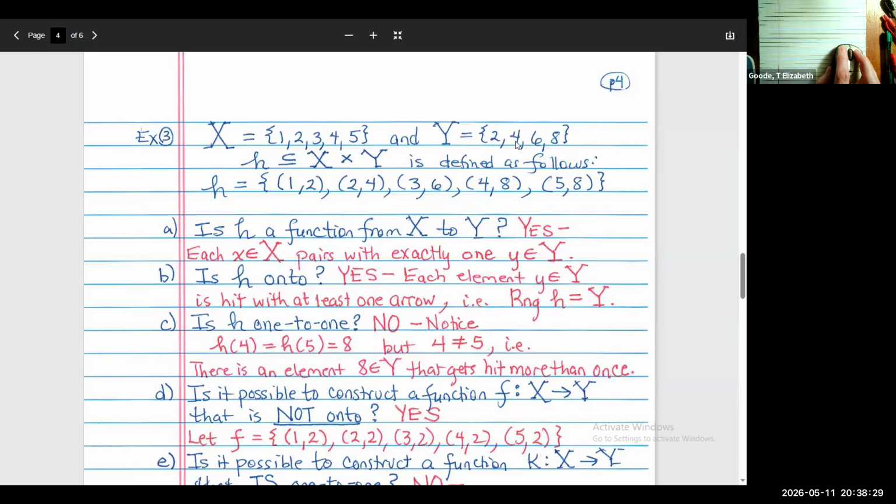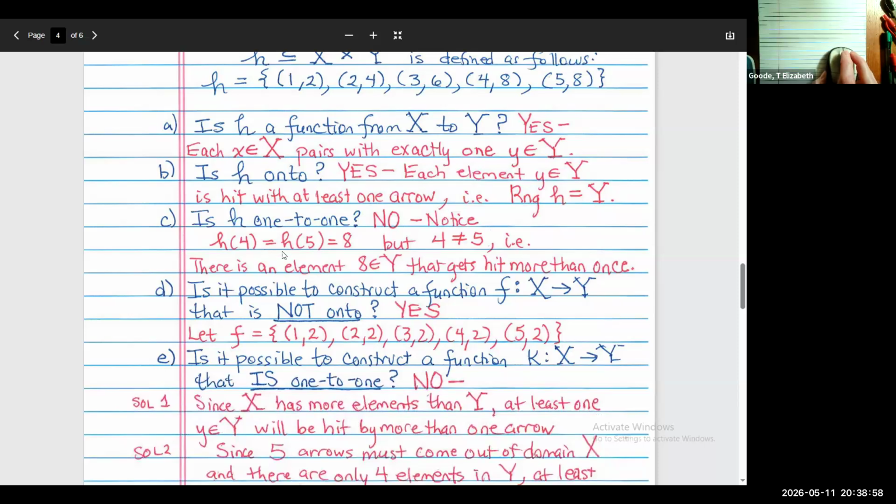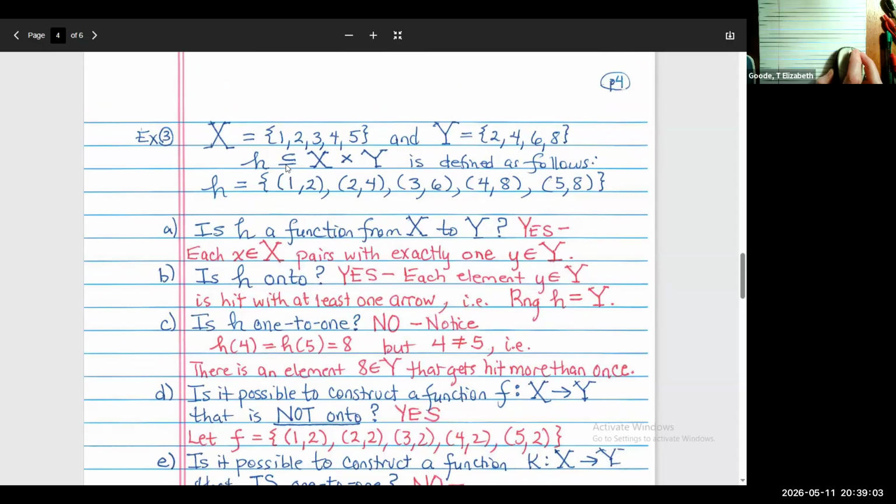Is it one-to-one? In other words, did each of these codomain elements appear at most once as a second coordinate? Oh, no. 8. Because 4 and 5 both hit 8, but 4 isn't equal to 5. So it's not one-to-one because h of 4 equals h of 5, but 4 isn't equal to 5. So you could draw the arrow diagram if it helps you, okay?